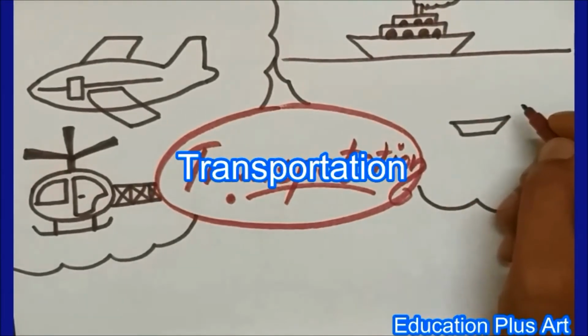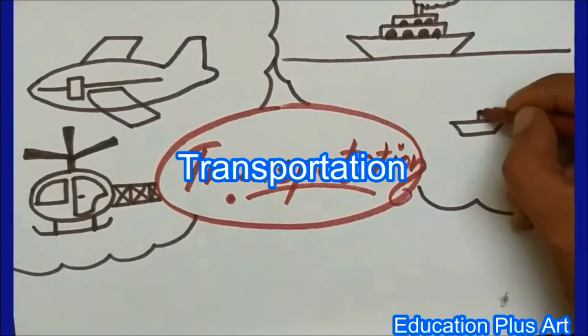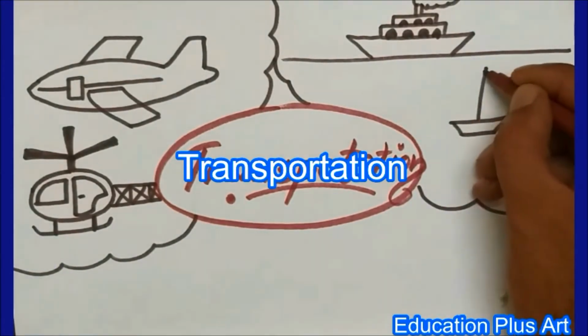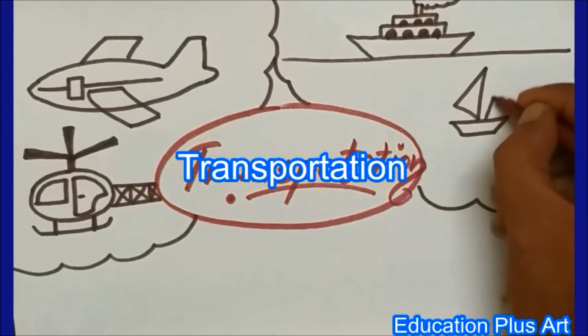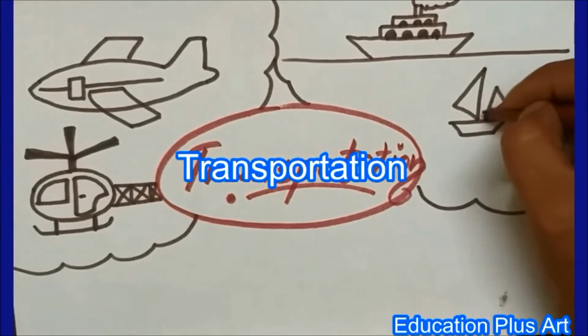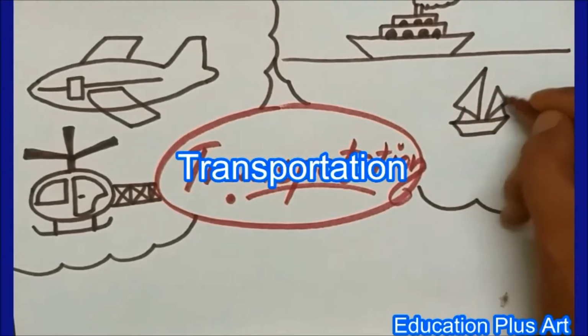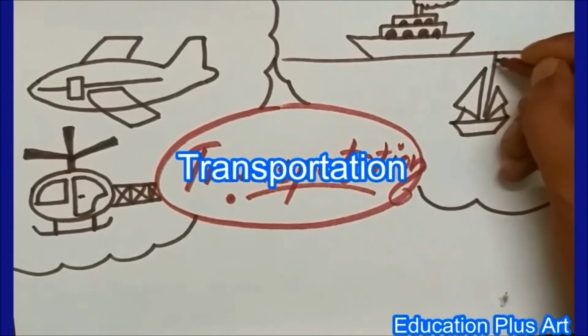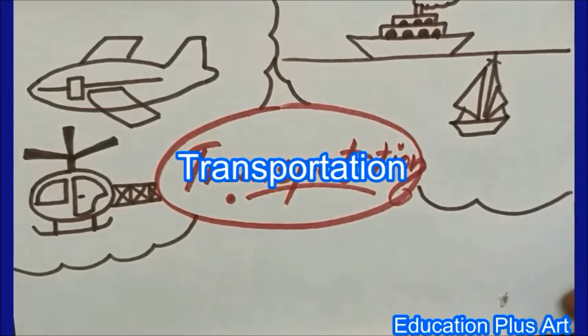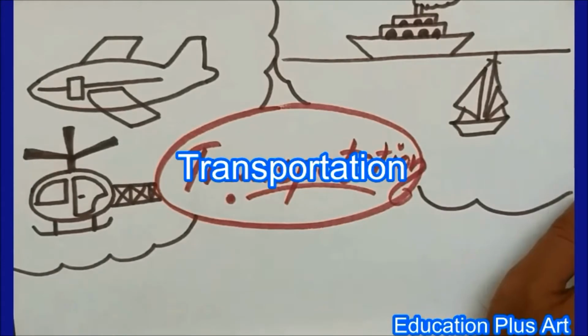This is my yacht, a small yacht. Also we can migrate from one place to another by using this. We can move to other places. It is very small. It is for limited people. This is my yacht.